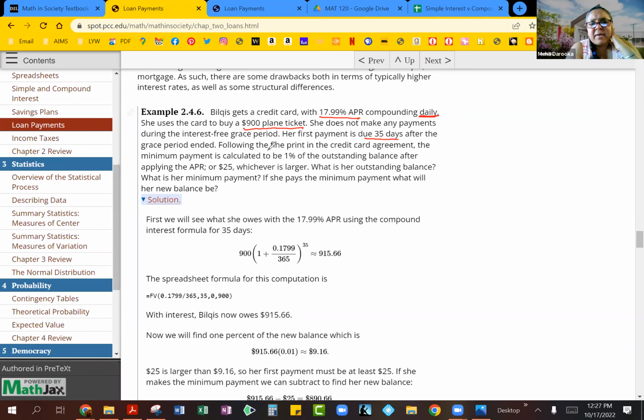They're talking about following the fine print in the agreement for the credit card, the minimum payment is calculated to be 1% of the outstanding balance after you apply the APR, or $25. So the minimum payment is either going to be 1%, after they've added the interest on, or $25, whichever dollar amount comes to be larger. So they want to know what the outstanding balance would be, what the minimum payment would be. And of course, once you have paid the minimum payment, what would the new balance end up looking like?